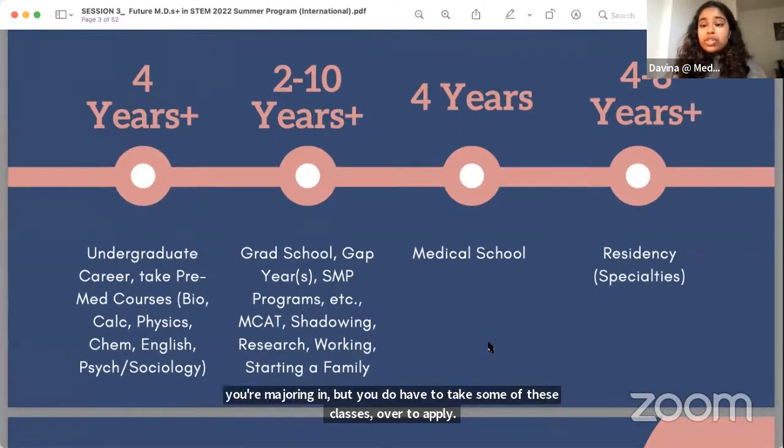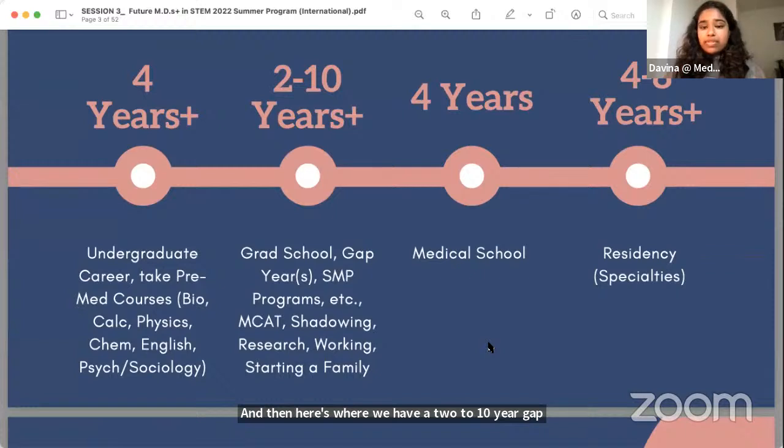And then here's where we have a 2 to 10 year gap. So in this gap after undergrad, you could be going to grad school, taking a gap year, doing an S&P program, studying for an MCAT, taking your MCAT, doing some shadowing, researching, working, starting a family. So there's a lot that can go on in this year. It's also becoming more normalized to not just go into medical school straight away after you're done with your undergrad. So some people have been taking more time. And it's more popular now to just take more time between undergrad and medical school to just do some other things. But perhaps after that, you apply, you've taken your MCAT, you're working on your application, getting interviews.